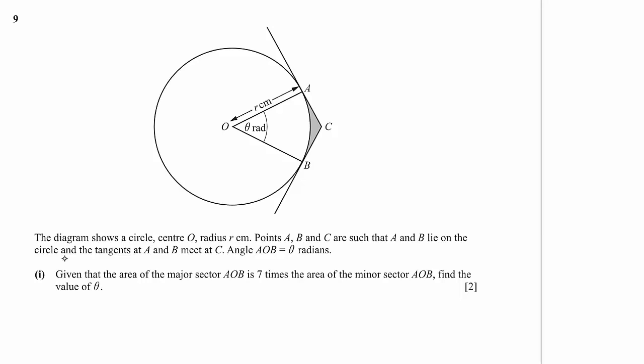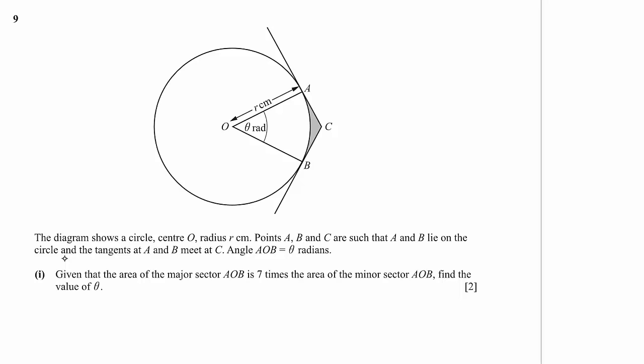The diagram shows a circle, centre at O, radius r centimetres. Points A, B and C are such that A and B lie on the circle, and the tangents at A and B meet at the point C. Angle AOB is theta radians as shown. Given that the area of the major sector, so that's this bit round here, is 7 times the area of the minor sector, find the value of theta.